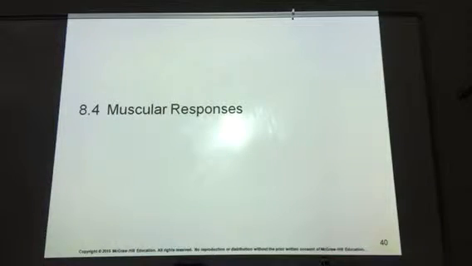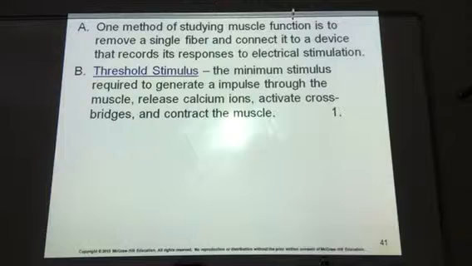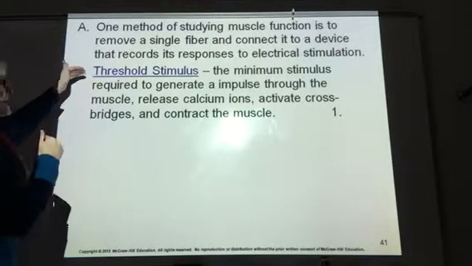Next section deals with how our muscles respond to things, what stimulates them, how do they work. One method of studying muscle function is to take a single fiber and then we look at electrical stimulation. The threshold stimulus then is the minimum amount that is needed to make a muscle fiber work. So threshold is that minimum.